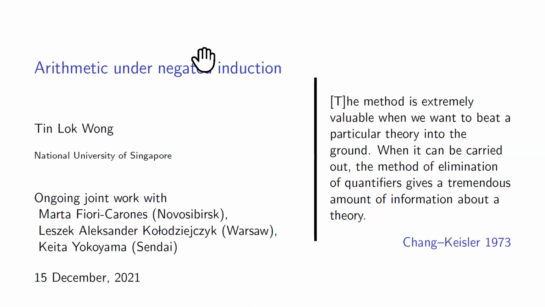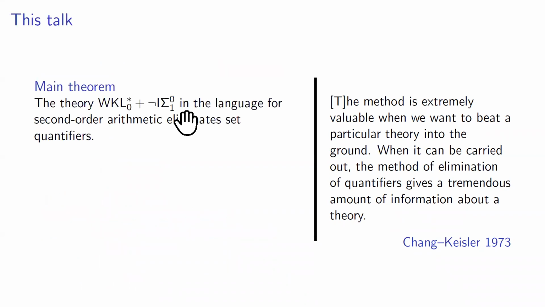As stated in the title, the talk today is about arithmetic under negated induction. This is the main theorem of the talk. The theory WKL0 star in the language of second order arithmetic under the negation of sigma 0 1 induction eliminates set quantifiers. On the right of the slide here, I put up a quotation from the classic model theory text from Chang and Keisler, and it's supposed to be there to convince you that this main theorem is extremely valuable and gives a tremendous amount of information about the theories involved.